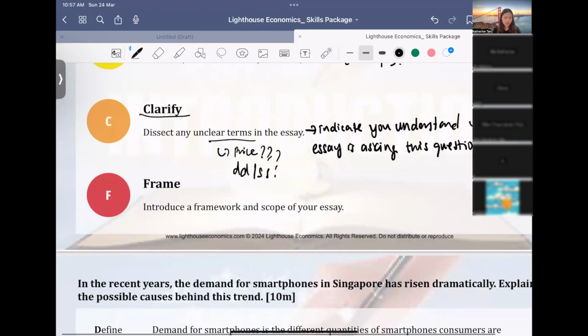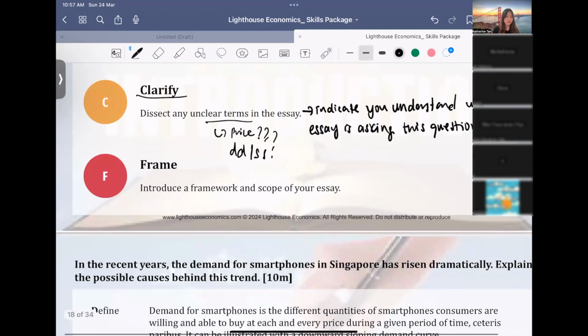The last one is frame. You need to introduce the framework and scope of your essay. Remember, to get L3, one of the very important points is you must have balance and you must have scope. So you must tell me that you know that all of these things must be covered in your essay. So maybe you say that in this essay, I will go through the demand factors such as taste and preferences and supply factors such as maybe taxes or government policy or cost of production that will determine the price of, blah, blah, blah. So that's how you go through the framework.